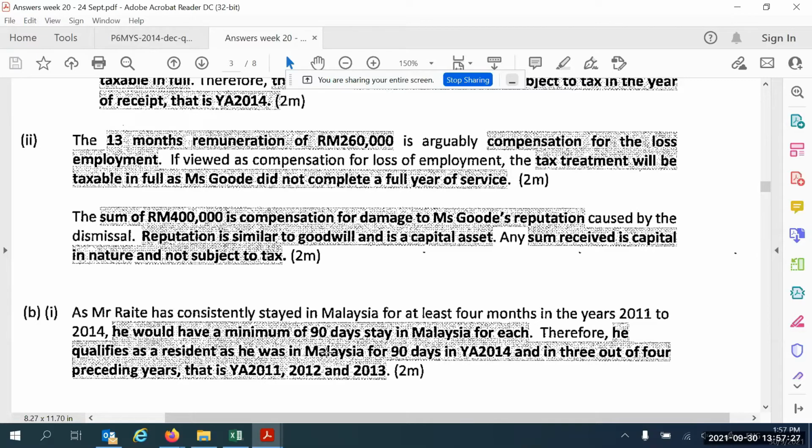What are the 3 years, right? So 90 days in 2014 and also at least 90 days in 11, 12, 13. So you have to mention that. At least link back to the law, that he must be in Malaysia for at least 90 days in current year and 3 out of 4 preceding years. Okay, at least mention the law.